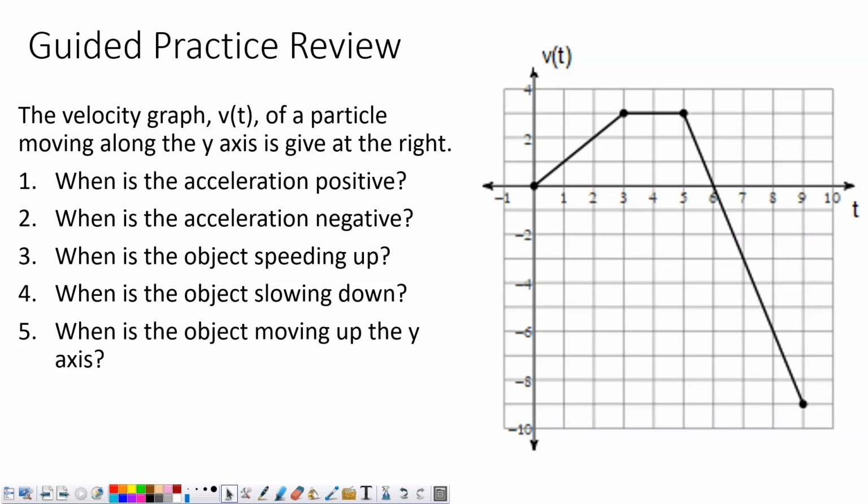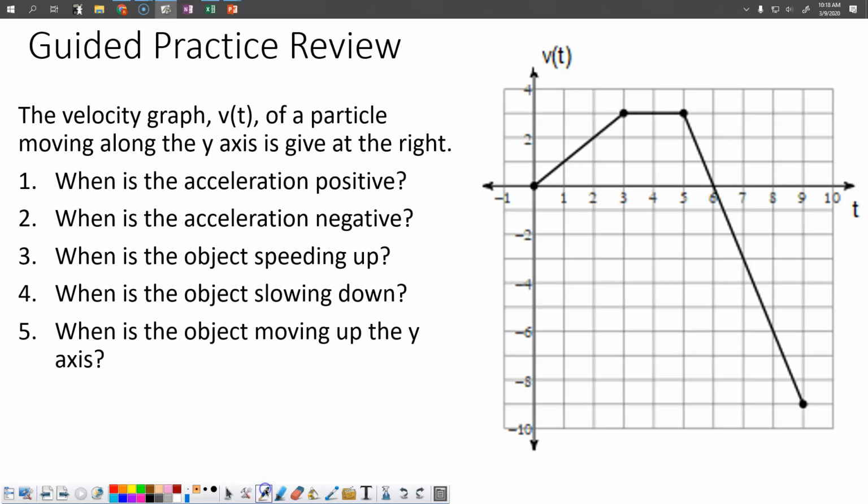When is the object moving up the y-axis? So direction is a velocity thing. So I'll give you that. That's true, but that's not the answer I'm looking for. It's 0 to 6. Now let's see, why is it 0 to 6? Because if it's moving up, my velocity must be positive. And my velocity is positive when we're above the x-axis. So from 0 to 6, we're above the x-axis.